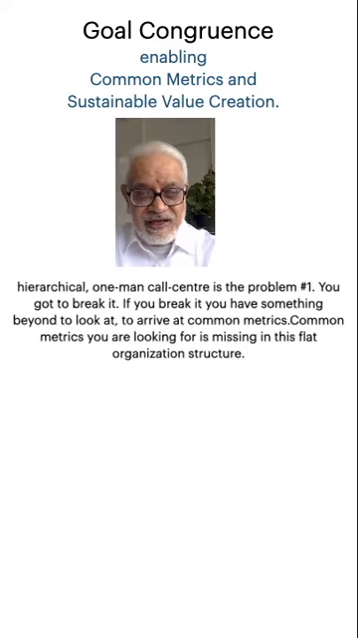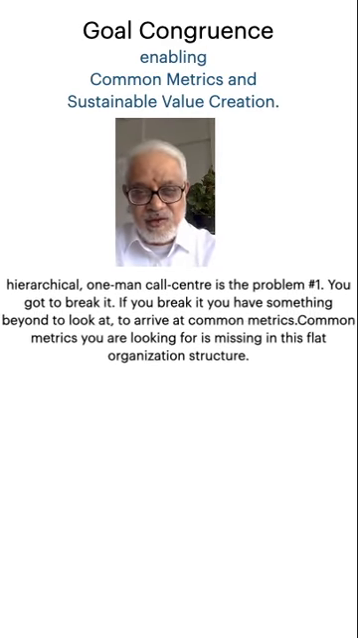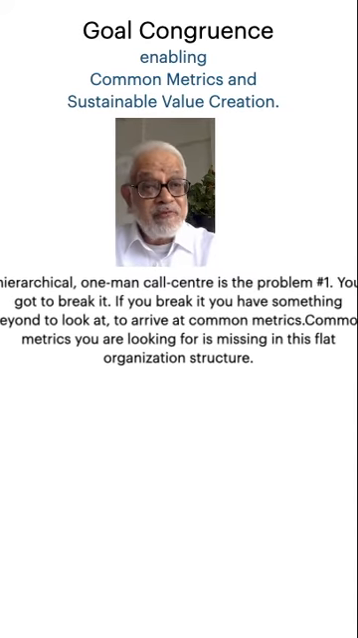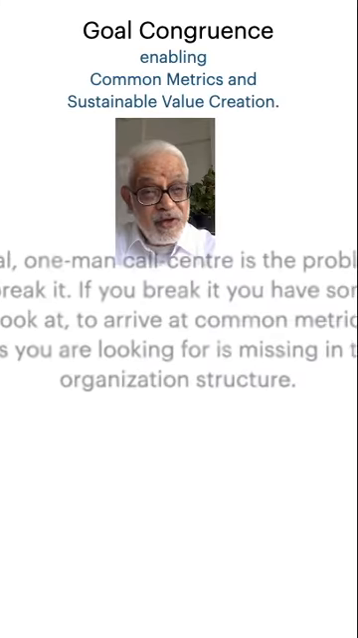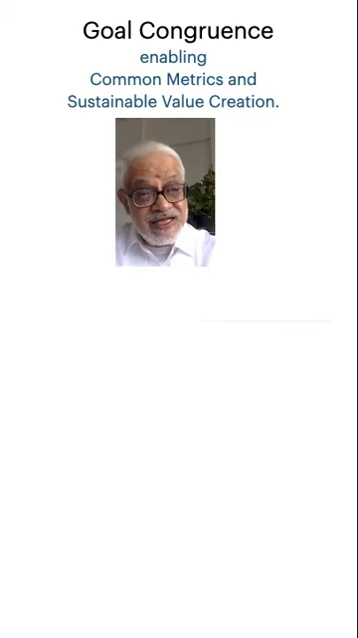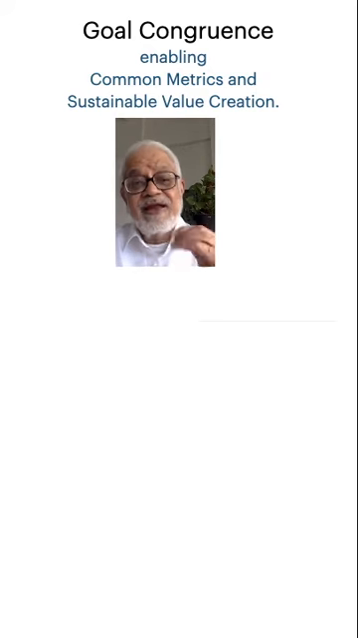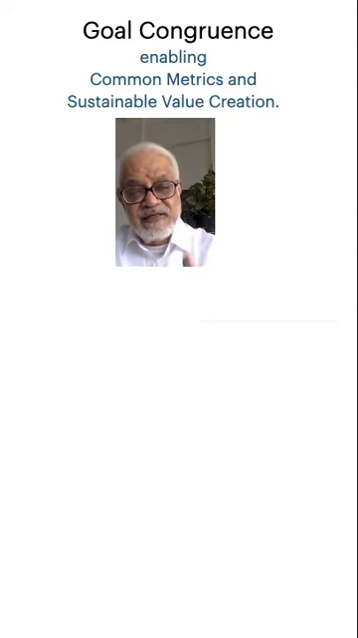If you break it, you have something beyond to look at, to arrive at common metrics. The common metrics that you are looking for is missing in this flat organization. There is no common metrics applied in variance analysis between VP1 and VP3. VP2 may agree with either one of them due to any number of reasons, but we do not apply it because you do not have a common metrics. So you have to break this organization structure. That is one.